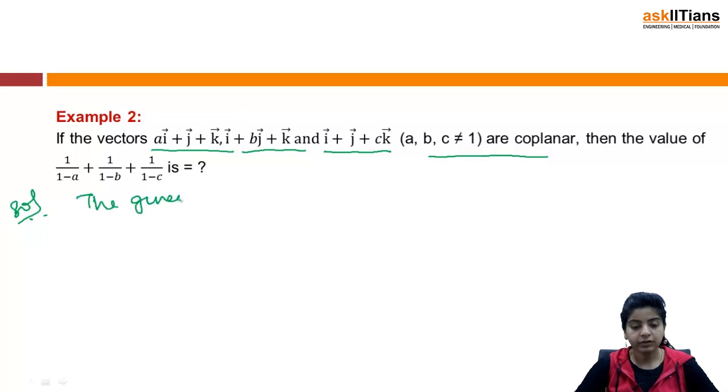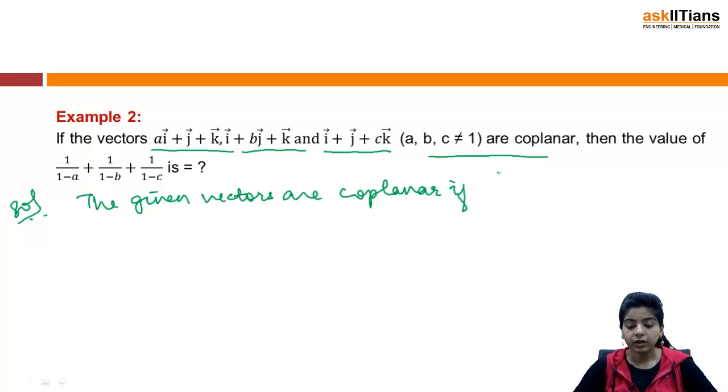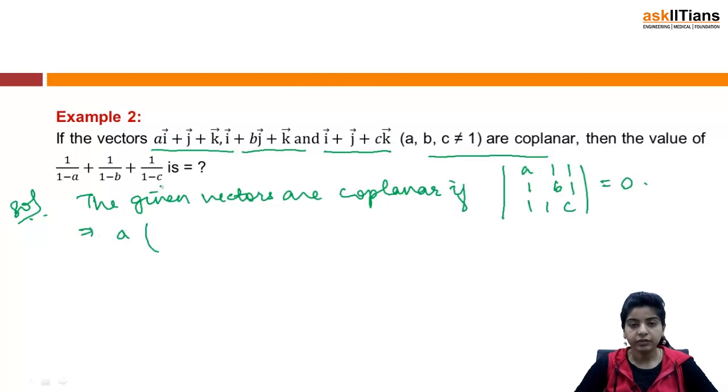The given vectors are coplanar if I find out the determinant of these coefficients, and I get it as |a 1 1; 1 b 1; 1 1 c| equal to 0, right? This is a 1 1, 1 b 1, and 1 1 c. If this is equal to 0, which means just solve this out.